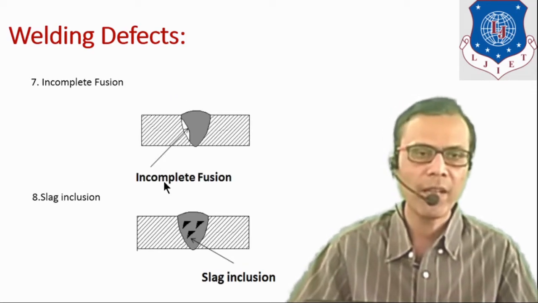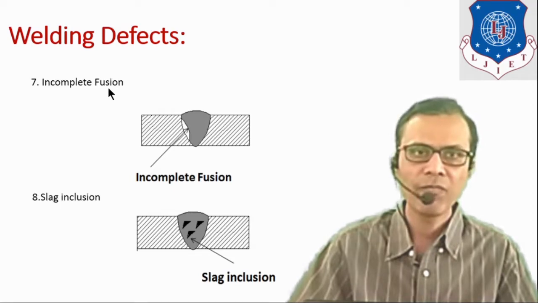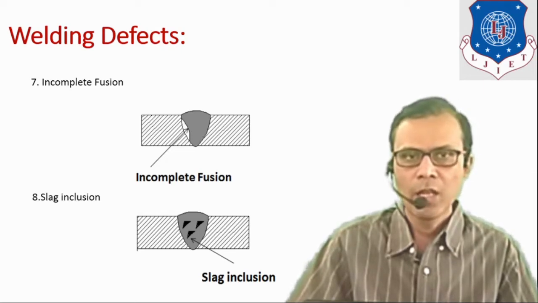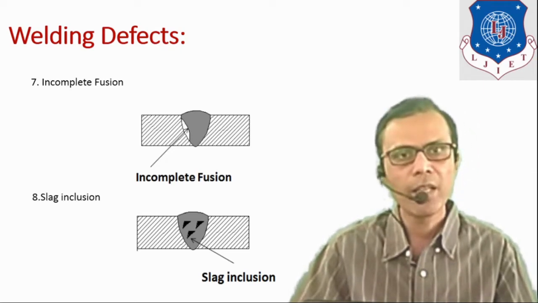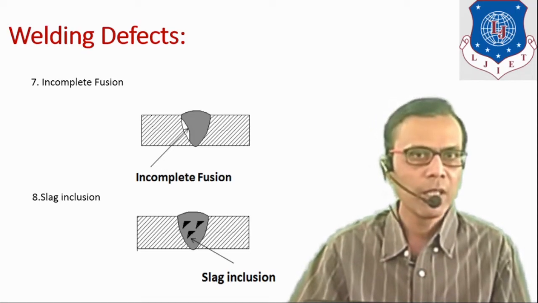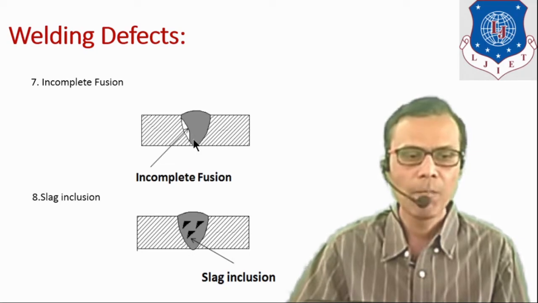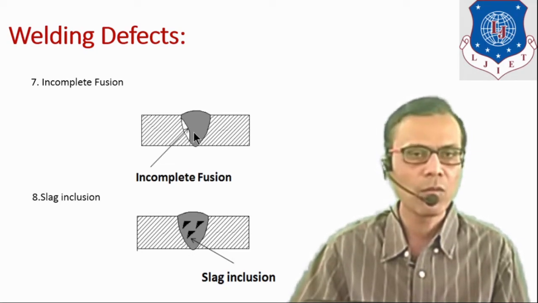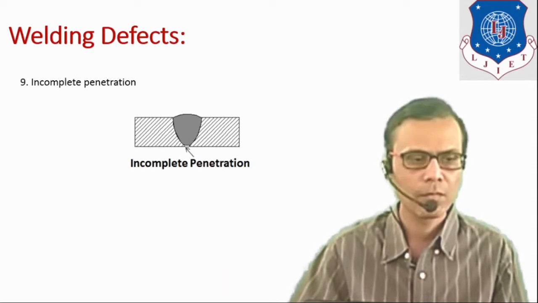Next type of defect is incomplete fusion. As shown here, if welding material is not deposited properly in the welding zone, then it will result in a gap between the welding pool and base material as shown here. So this type of defect is known as incomplete fusion.